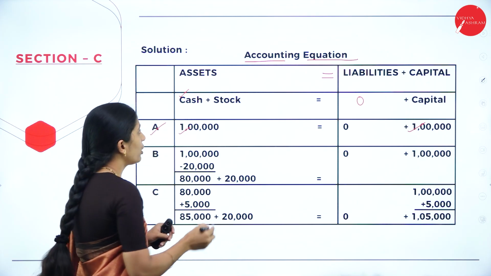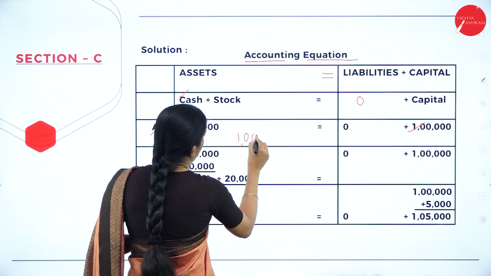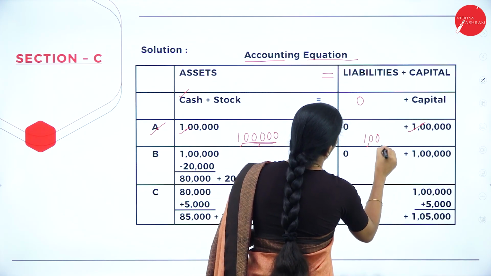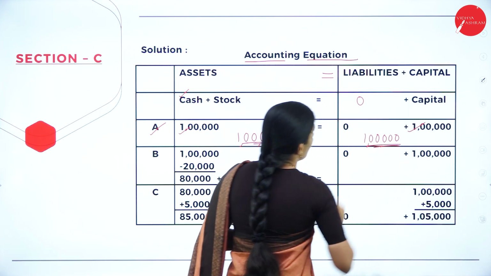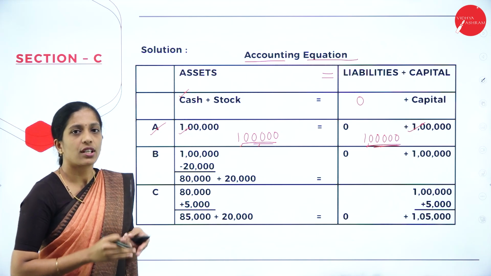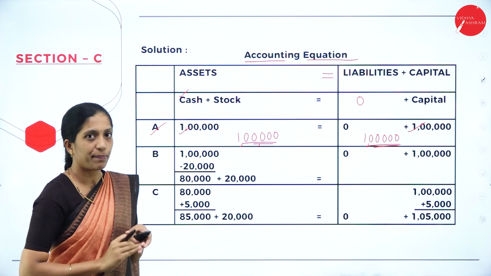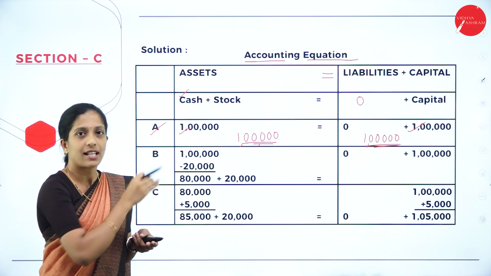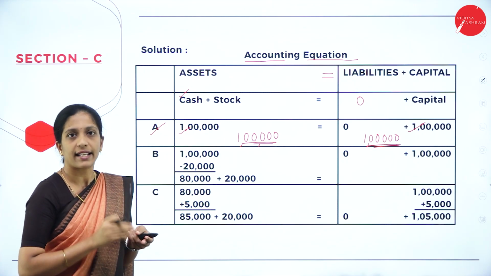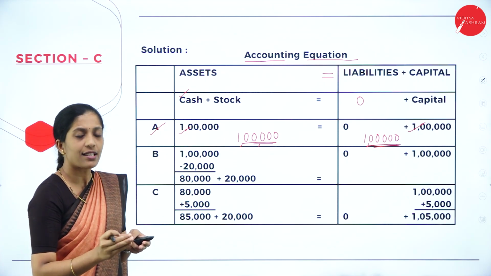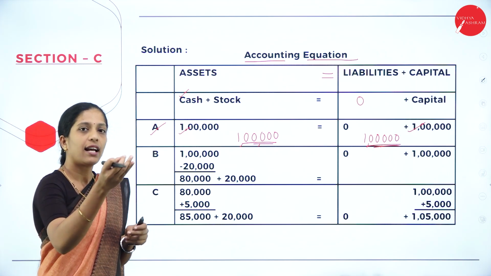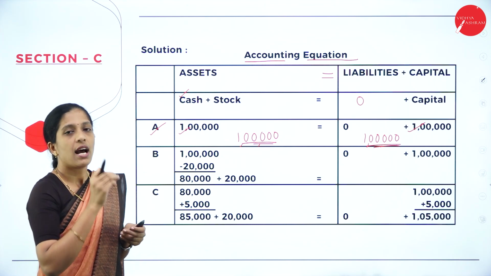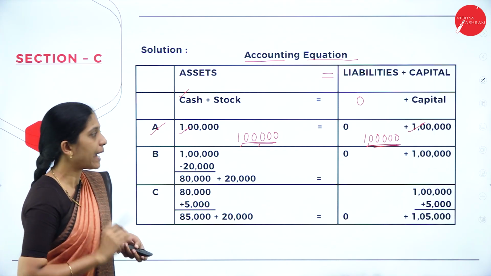If you add both, how much is it? 1 lakh on both sides. So 1 lakh, and here also it is 1 lakh. So under the first transaction, your total of assets is equal to liability plus capital. What are the two effects? Cash, that is an asset, increases, and on the other side capital also increases. So cash 1 lakh increases and on the other side capital increases, so that the equation is equal: assets is equal to liability plus capital.